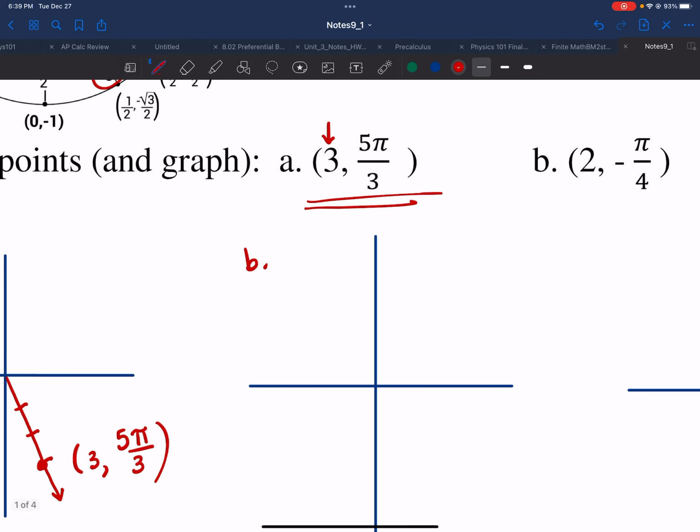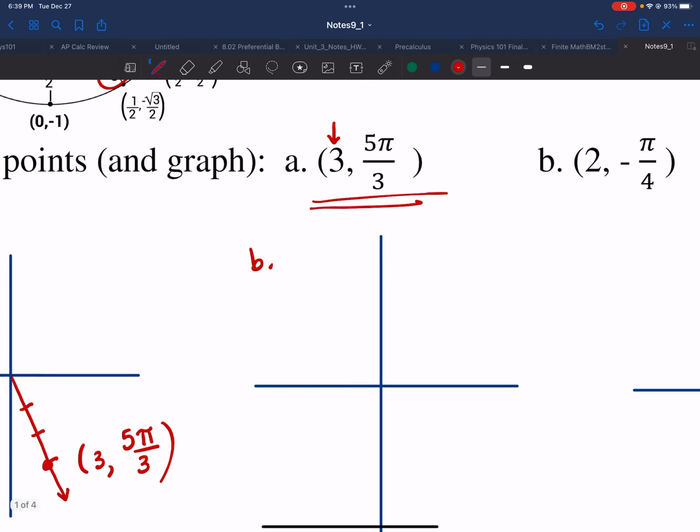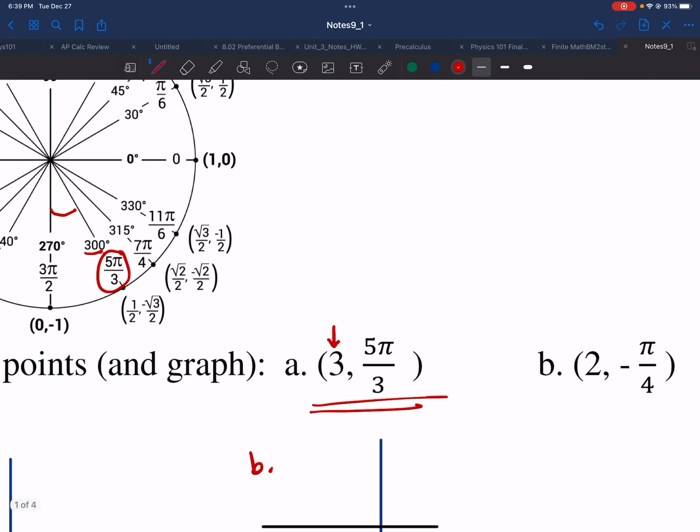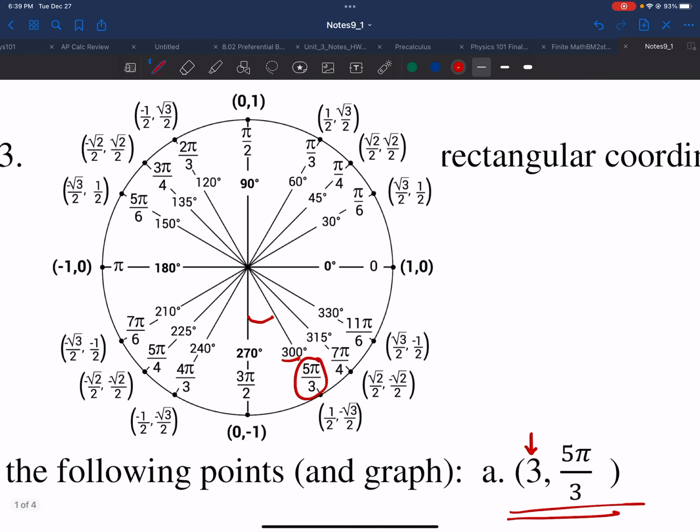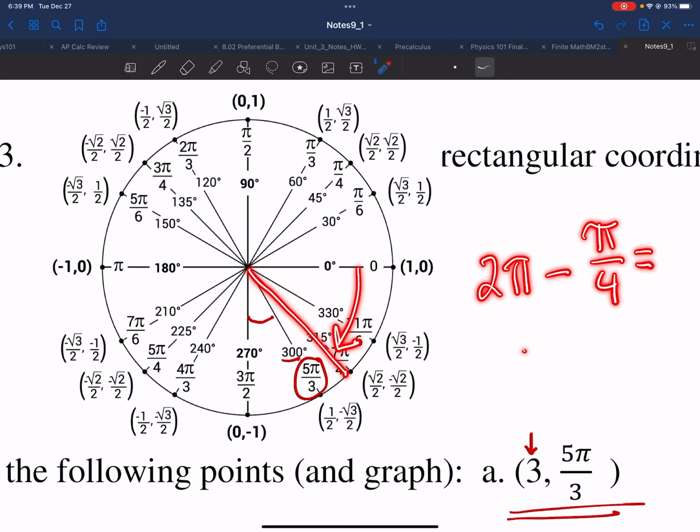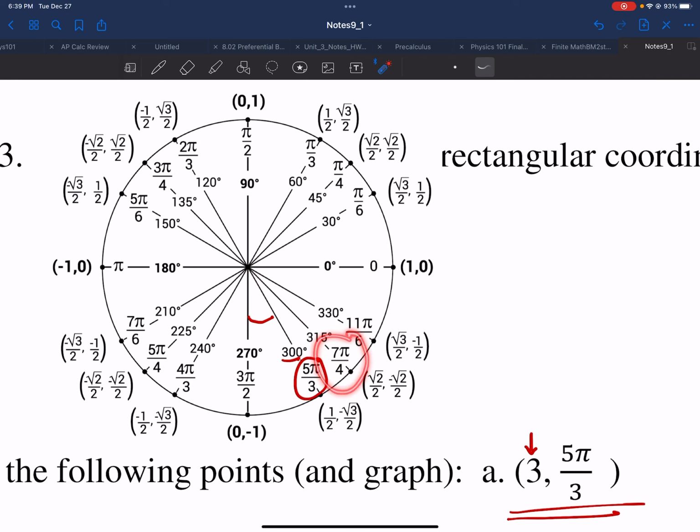B, I'm looking at 2 comma negative pi over 4. So 2 pi is here. That goes this direction, that's positive. And negative pi over 4 would actually be down here. You subtract it from 2 pi. So I could do 2 pi minus pi over 4, and that would give me 7 pi over 4. So that's how I know what this is.